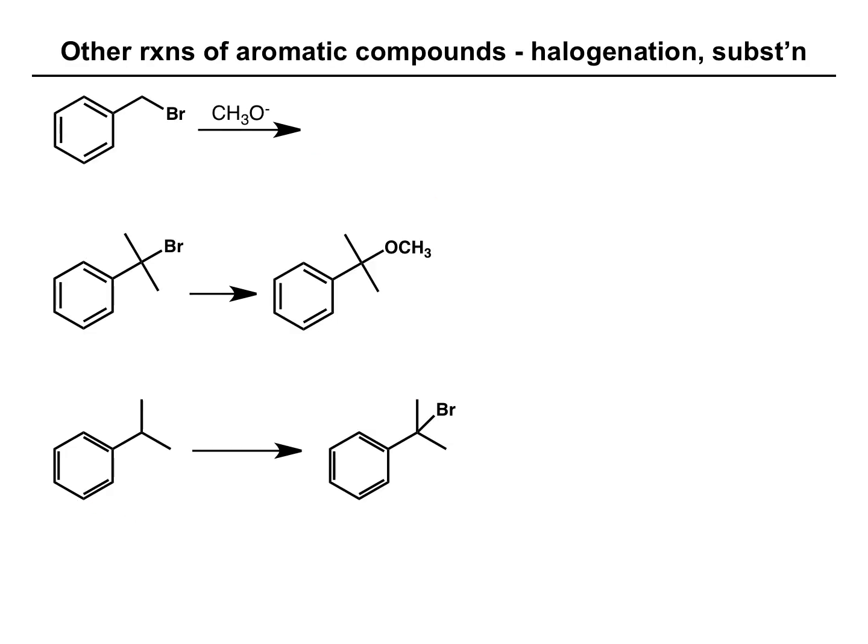Here we have a few other examples of important reactions of aromatic compounds, and once again we're focusing on the benzylic position. If we have benzyl bromide and we treat it with a strong base such as methoxide, this is going to carry out SN2 substitution, leading to this product.